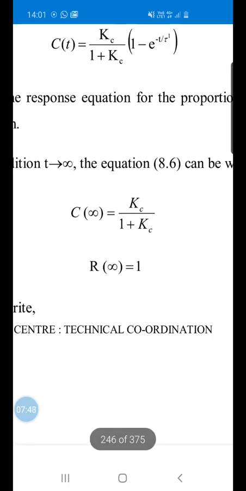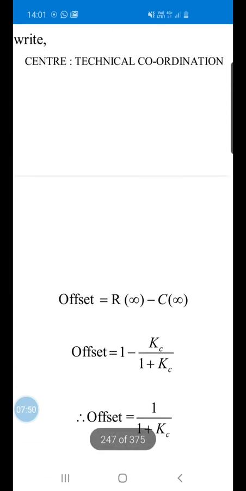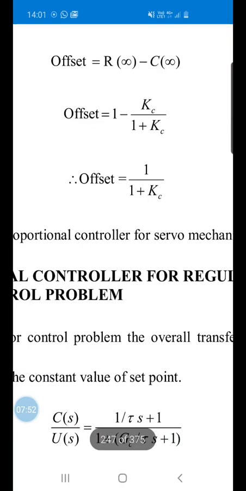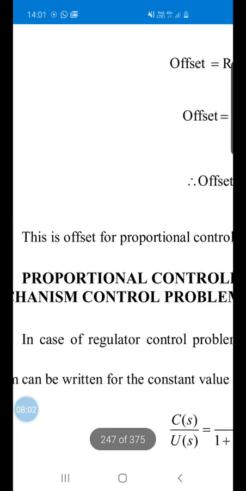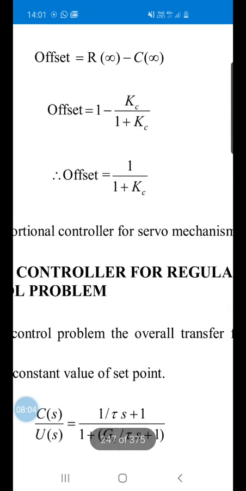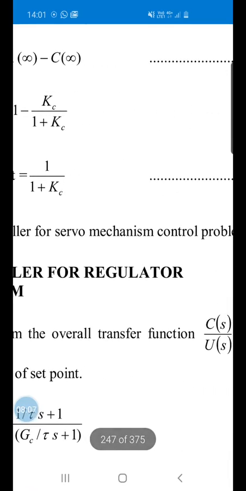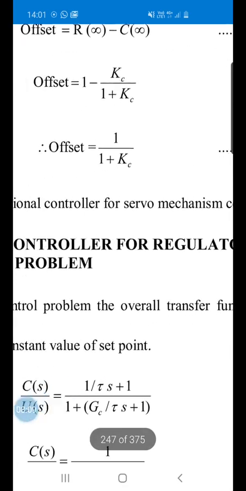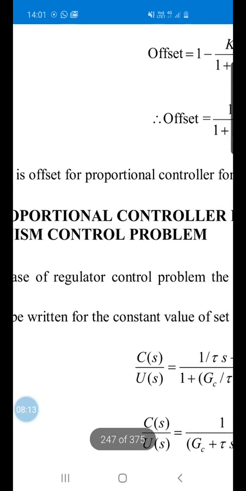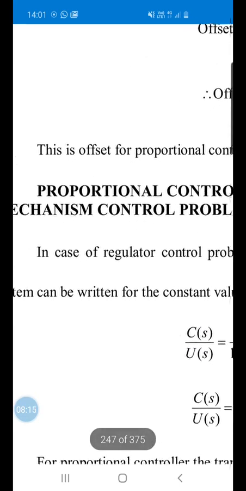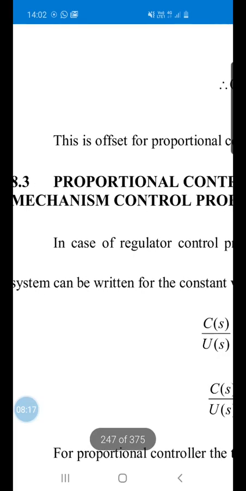So you can write the offset from this. Offset will be r infinity minus c infinity, which is equal to 1 minus Kc upon 1 plus Kc. So the offset is equal to 1 upon 1 plus Kc. So this will be the offset for the proportional controller for the servo mechanism control problem. It's very easy. If you solve this derivation once or twice, you will understand everything.